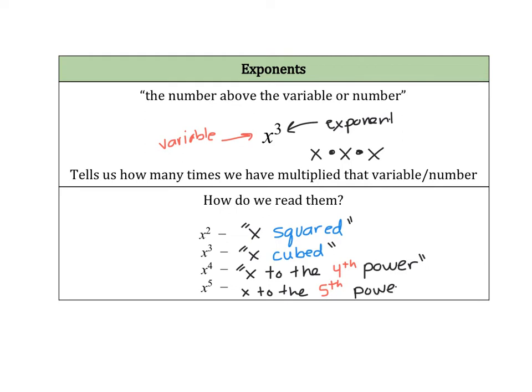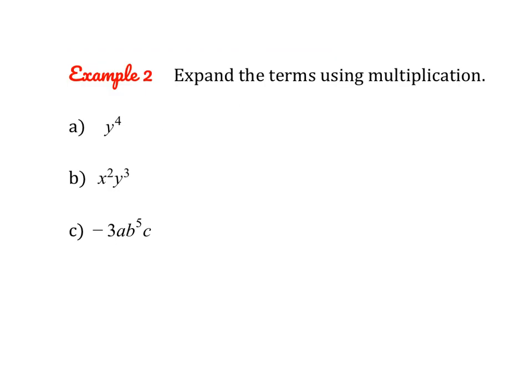So it's really only when our exponent is 2 or 3 that we read it in a specific way. And just to remind us, the exponent tells us how many times we have multiplied that number or variable by itself. Okay, so let's try expanding these 3 terms using multiplication. y to the fourth power means y times y times y times y. So notice I've multiplied y four times by itself.